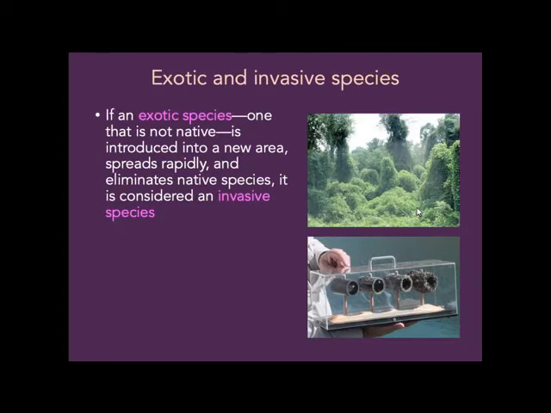So if you have an exotic species, which is one that's not native, introduced to a new area, sometimes nothing happens. That species can't survive and it dies. But sometimes that new species will spread rapidly, and in doing so, will start to eliminate native species. So if a species gets to the point where it's introduced and then it spreads to the point where it's harming natives, it's called an invasive species.